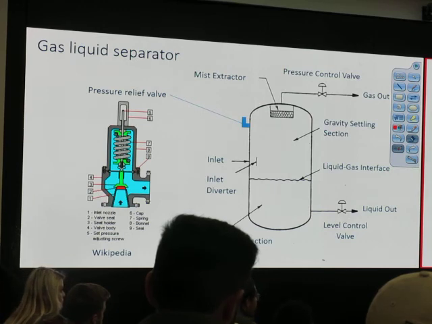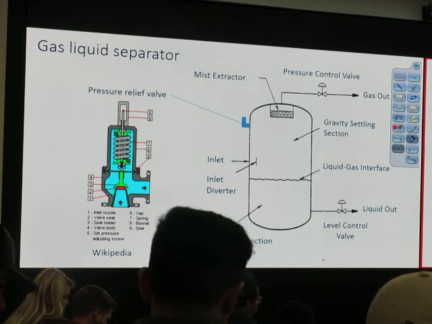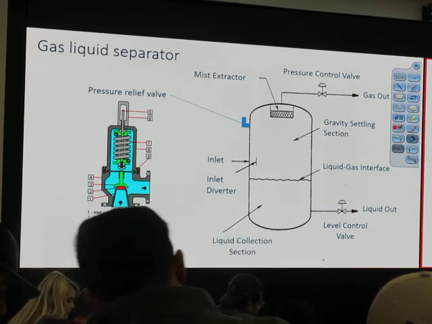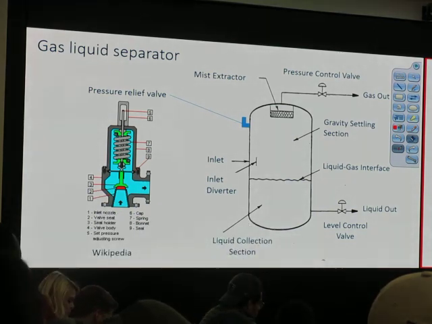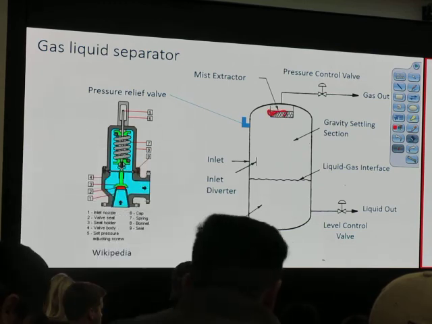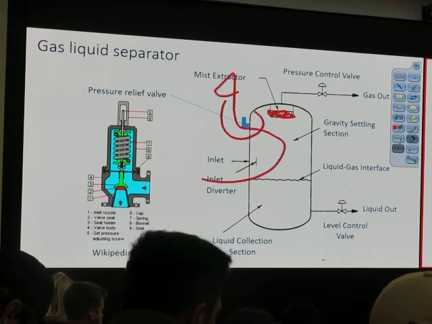The mist extractor can get plugged. Let's say we have some sand particles and small paraffin particles like wax staying over there. Over time, some dust keeps accumulating. It's small now, but over 5 months, maybe it plugs. Hopefully we know it before it plugs. We don't want it to plug, but if it plugs, we have the pressure relief valve.